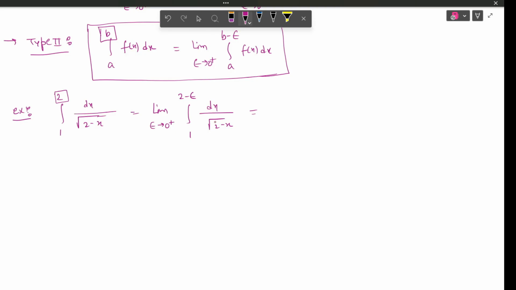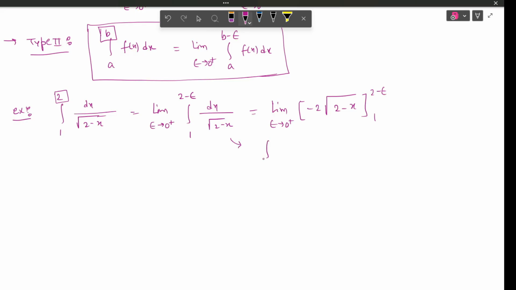In that case, we have to change this limit, or we can simply say that this limit is limit epsilon tends to 0 plus, it will be minus 2 square root of 2 minus x from 1 to 2 minus epsilon. See, here what we have done is we have applied the formula for 1 by root of square root of 2 minus x.